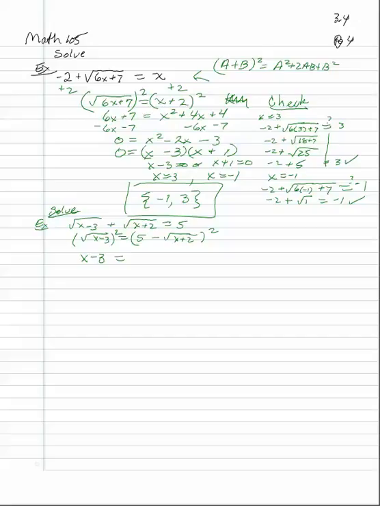A is going to be 5, and b is going to be the square root. So 5 squared is 25, minus 2 times 5, which is 10, times the square root of x plus 2, plus the square root squared, which cancels, so you just get the x plus 2. You get the number inside. Okay. Now notice, this is a radical equation again, so you have to start over and do the same technique. Get the radical all by itself.